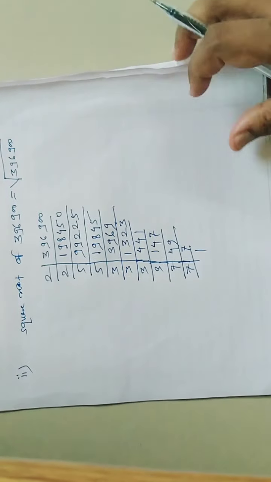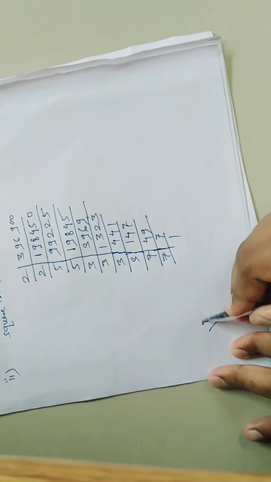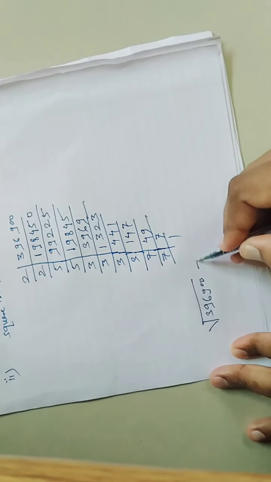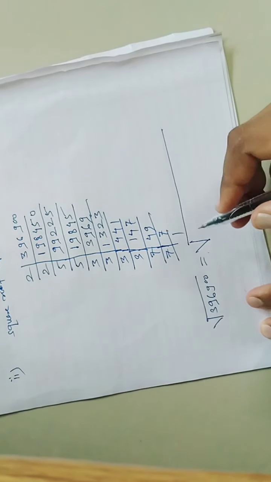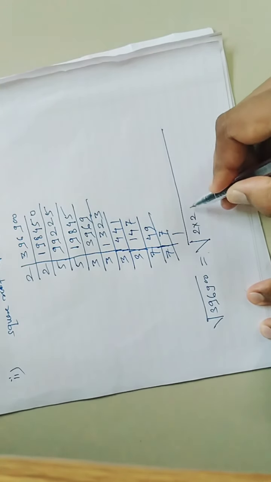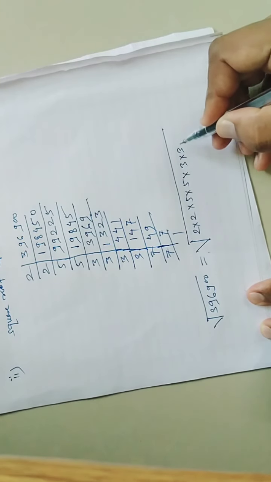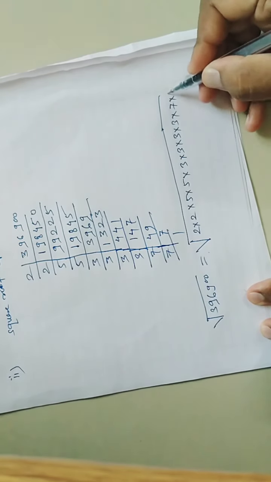So therefore square root of 3,96,900 is equal to, I'll write their prime factors: 2 multiplied by 2, 5 multiplied by 5, 3 multiplied by 3 multiplied by 3 multiplied by 3 multiplied by 7 multiplied by 7.